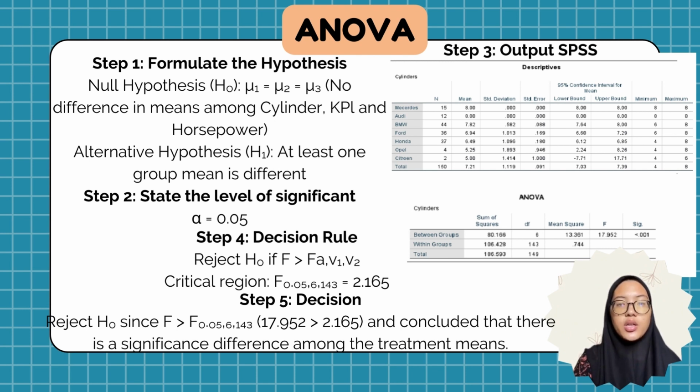In this case, the calculated F value was 17.952, surpassing the critical value, leading to the decision to reject the null hypothesis. Consequently, it was concluded that there is a significant difference among the treatment means for the variable cylinder. This implies that at least one group mean is different from the others, indicating variation in the number of cylinders across the groups being compared.